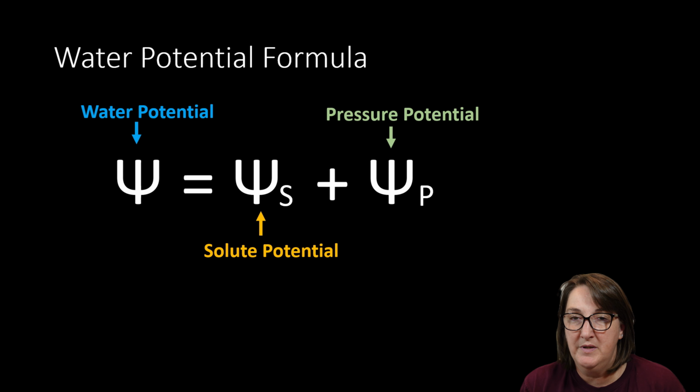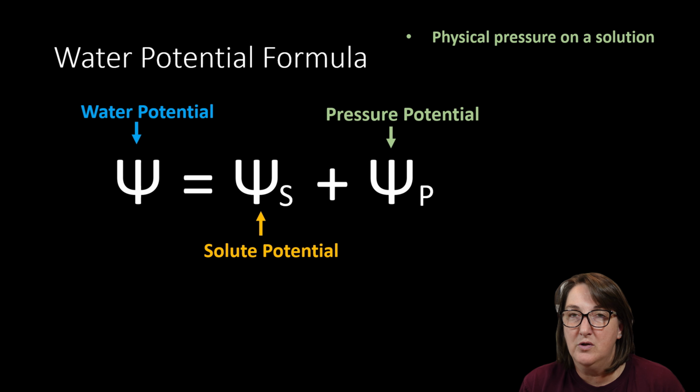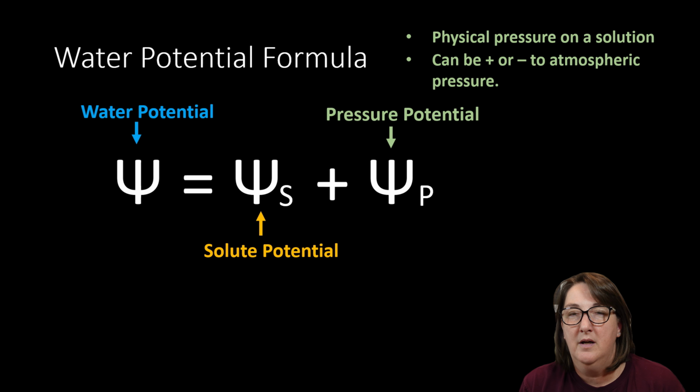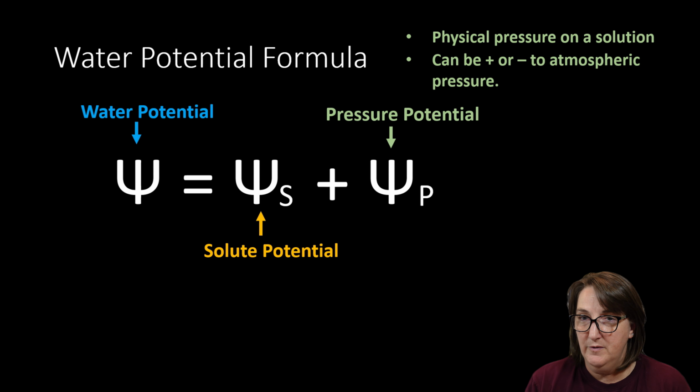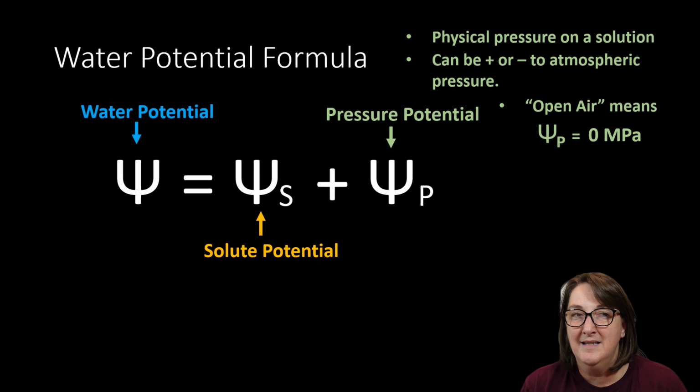This is my pressure potential. This is the physical pressure on a solution. You can have atmospheric pressure on that too. It can be positive or negative relative to the atmospheric pressure. And if it says open air, the pressure is going to be 0 megapascals. Sometimes you might have a piston or something where it will talk about a pressure. And so that's what it's going to be. If it's just open air, or if they don't mention it, it's 0 megapascals.